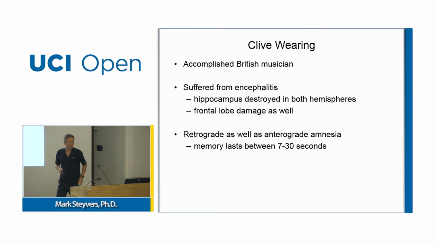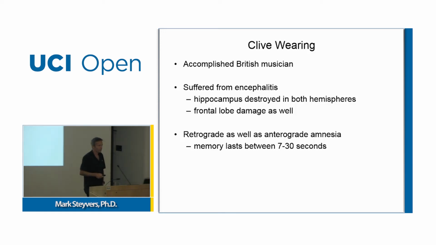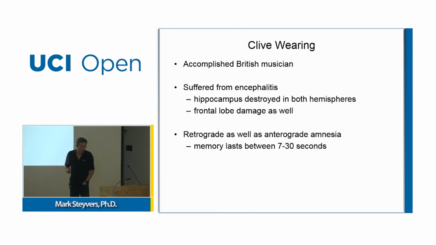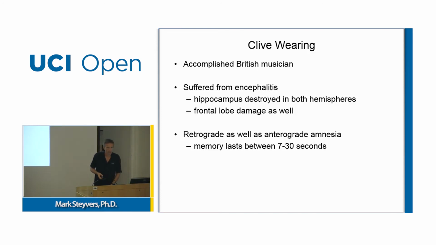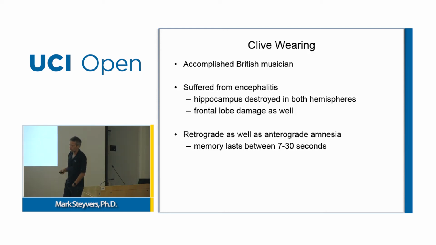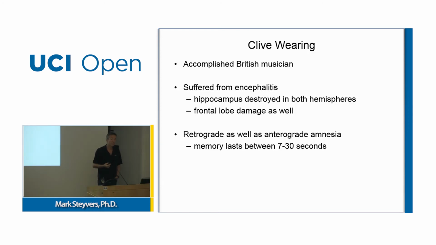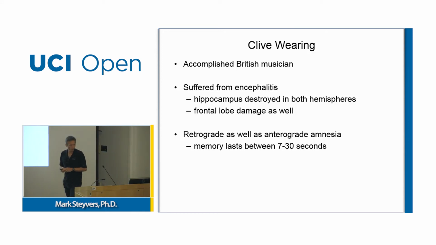So I want to show you a little clip of Clive Waring. Clive Waring is, I think, still alive today. He's one of those famous anterograde amnesics, almost as famous as HM. He was an accomplished British musician, and he suffered from a herpes simplex virus that attacked his central nervous system. It's apparently exceedingly rare that this happens. And that specifically affected his hippocampus and part of his frontal lobe.